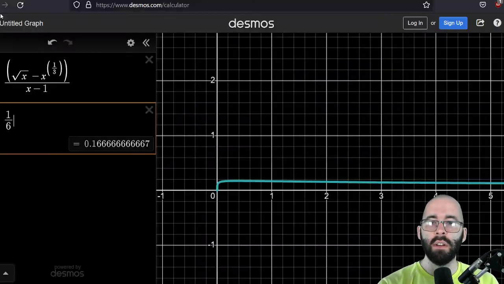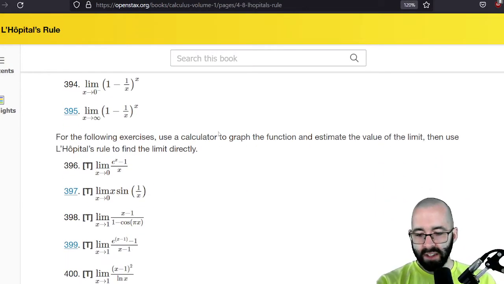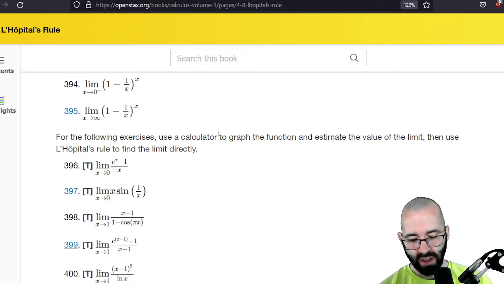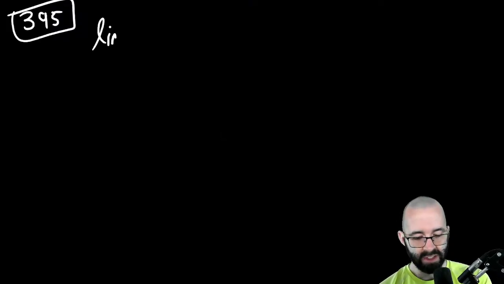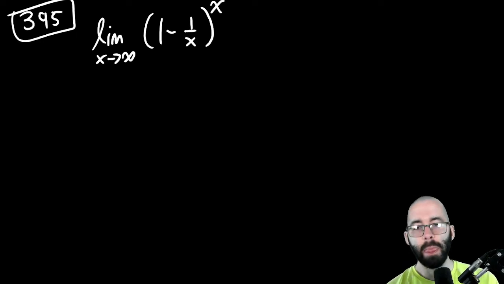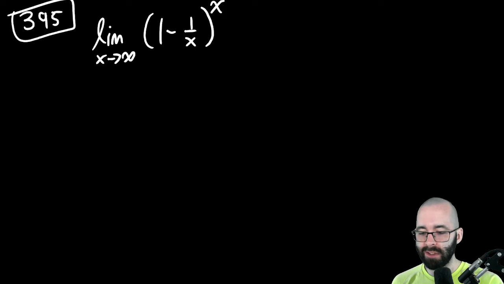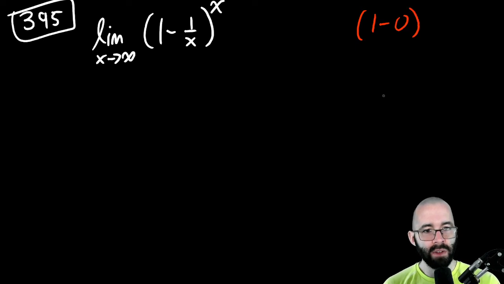395. The limit as x goes to infinity of this weird thing. I chose this one because it looked kind of nasty. I hope it's a hard problem. I hope it's a weird one. All right, so if we direct substitute infinity, what kind of happens? We have 1 minus 1 over infinity, which is like 0.